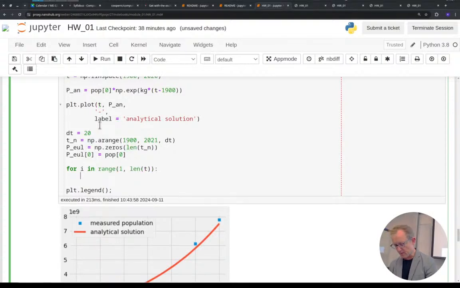And then start at 1, go to length of t. So population Euler of i is going to be P Euler i minus 1 plus kg times P Euler bracket i minus 1 times dt.